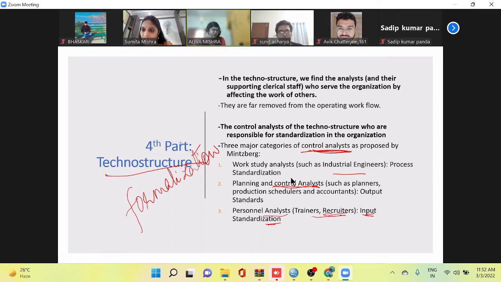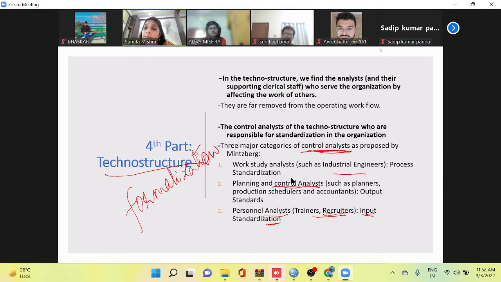Ma'am, why is it not a part of the operating core? And if the director is not forming any rules or standard rules for the students? Yes, ma'am. The strategic apex should also have a say on this, no? Yes, ma'am. Are you saying that the strategic apex has no say?